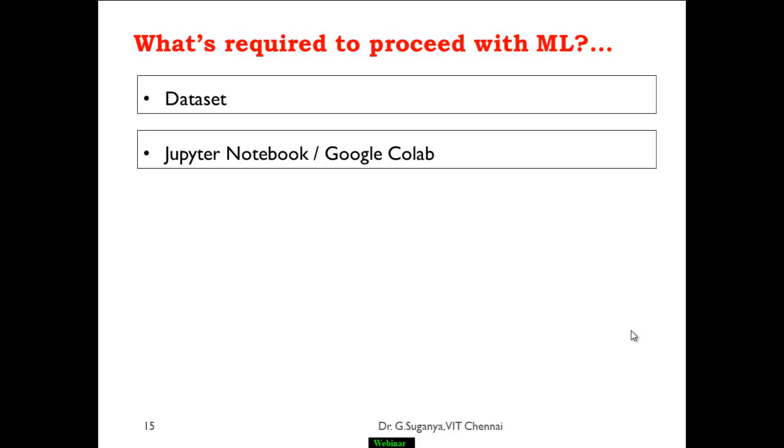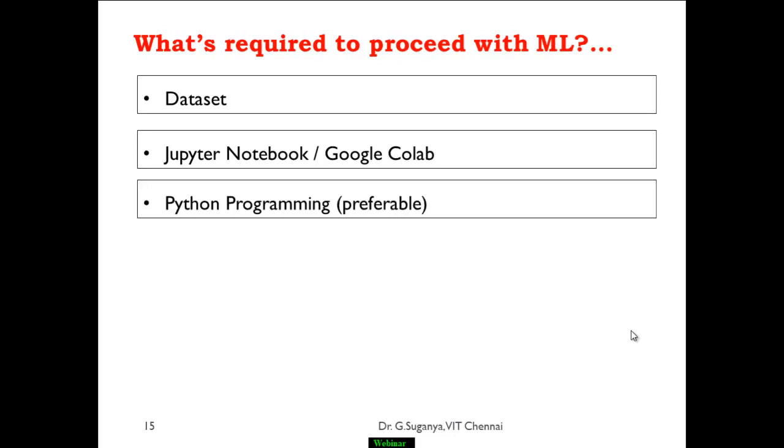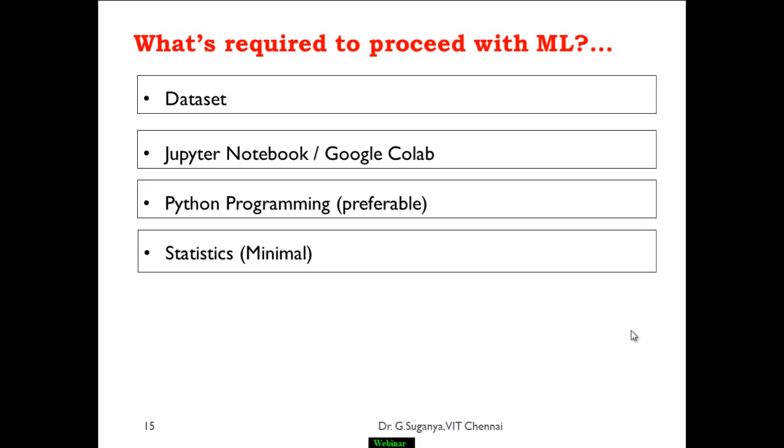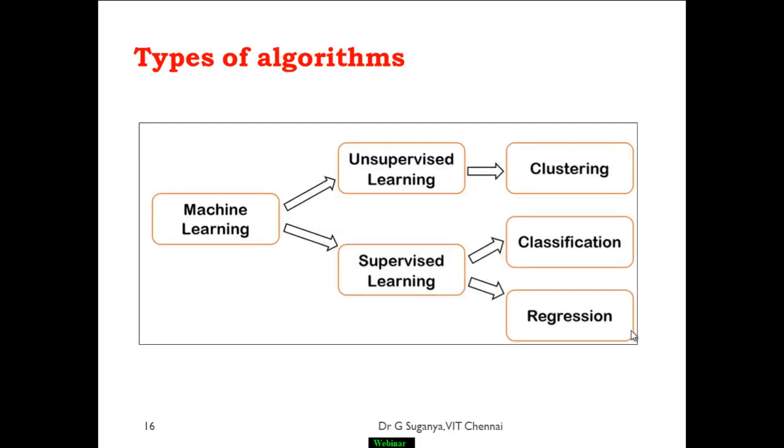Okay, so you have to have Jupyter Notebook installed on your system, or an online environment called Google Colab, which we'll shortly see. Knowledge of Python programming is preferable. You should also know minimal statistics, not in much detail: mean, standard deviation, variance. All those things will continuously come, so we should not be in a position to avoid that. If you have knowledge of all these things, it is very simple. You can proceed with ML.